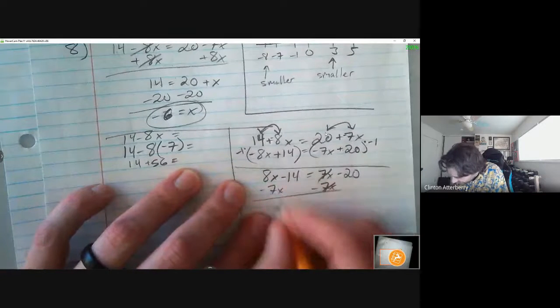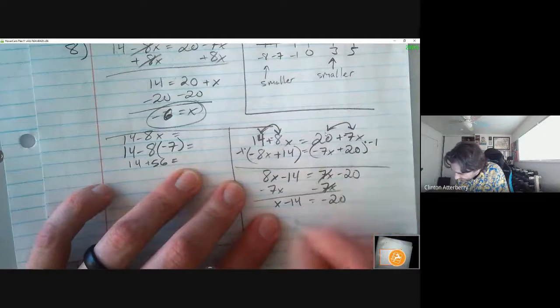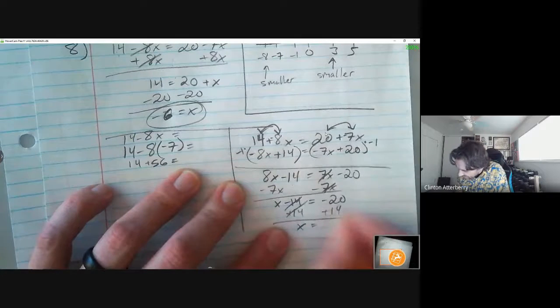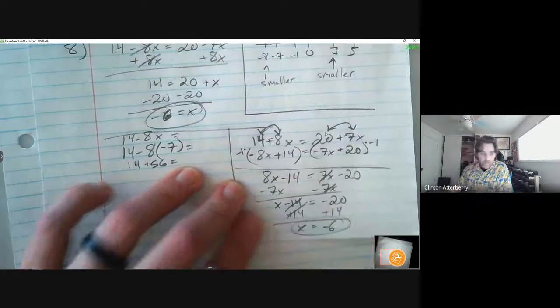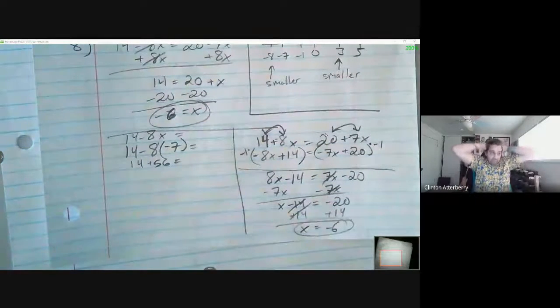So now it's going to be a positive 1x minus 14 equals negative 20. Add 14 to both sides, add 14 to both sides. And this is how I get, once again, a negative 6. So, Alyssa, I can't really tell you any other strategies, but they're negatives, so do the best you can.